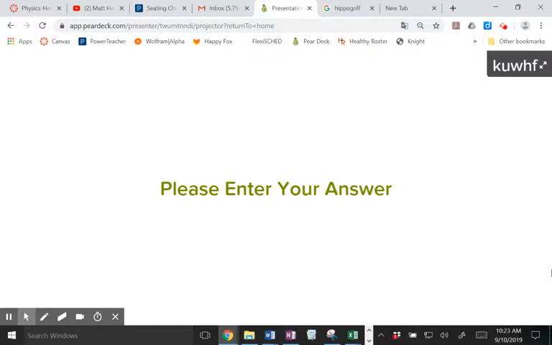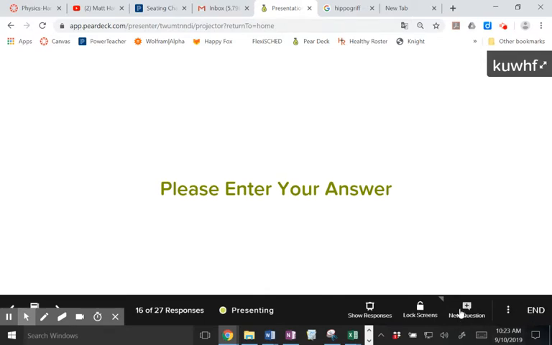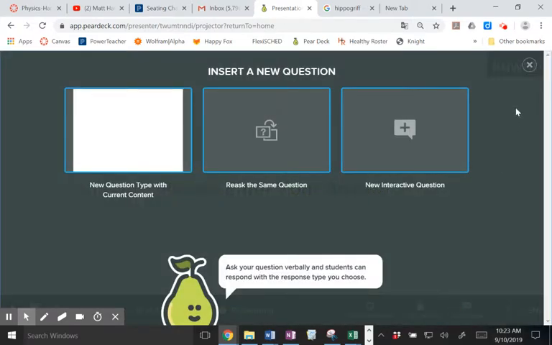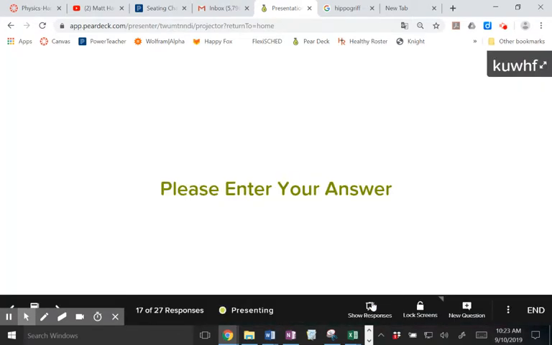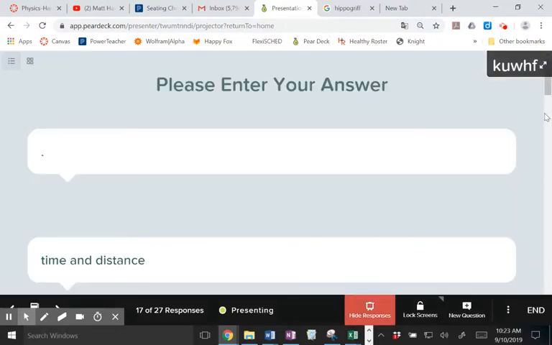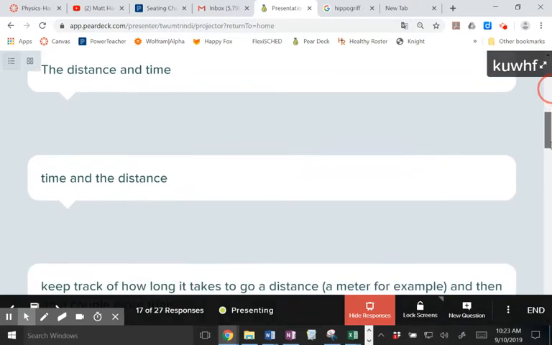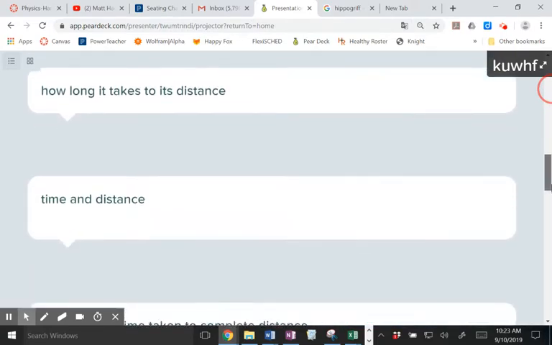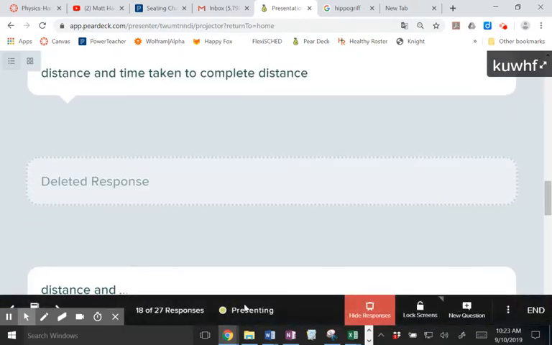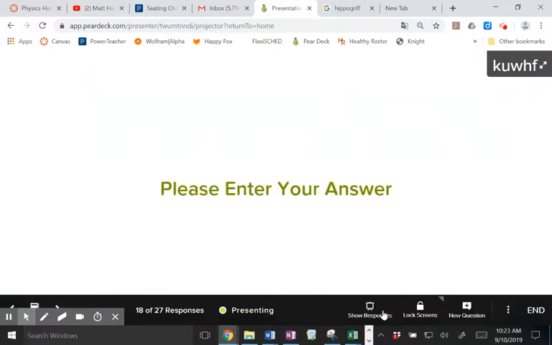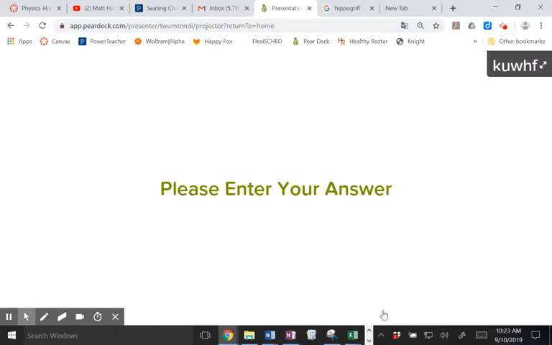Perfect. Again, this is shaping up nicely. I don't want to do that. I want to do this. All right, time and distance. Time it takes to go a certain distance. Distance and time. Time and distance. Yeah. All right. So, running out of room. But yeah, what can we measure directly? We're going to measure time and distance.